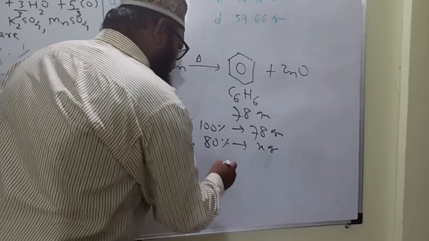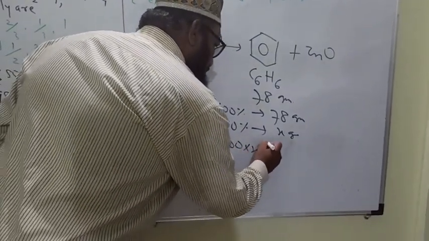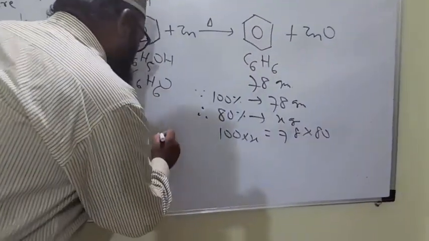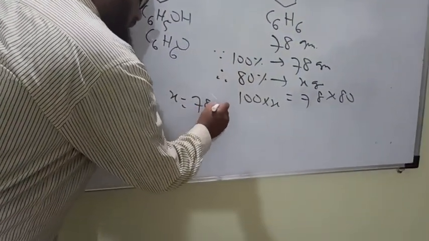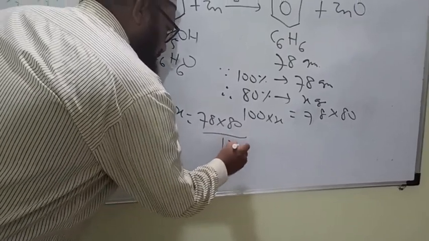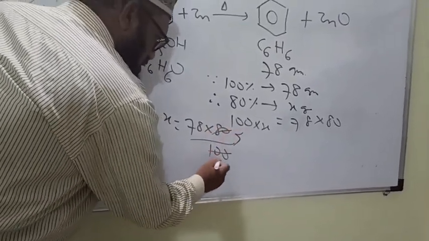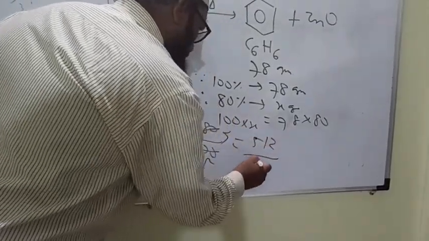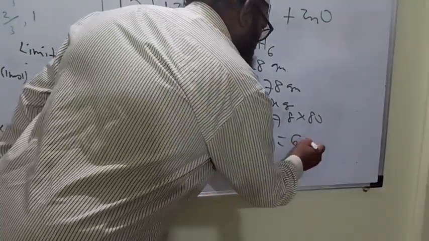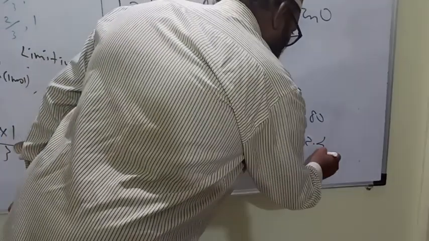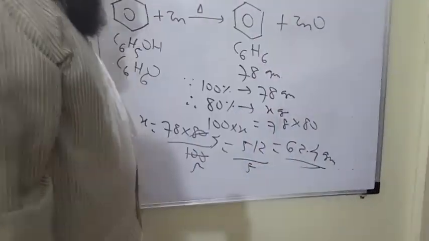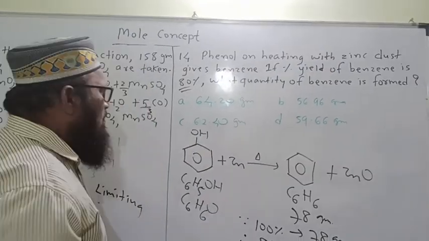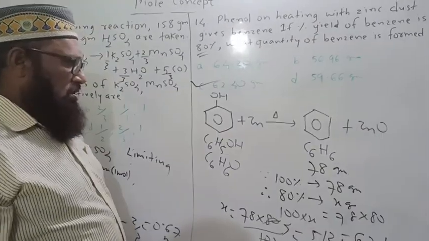Here x grams, we do cross multiplication. 100x is equal to 78 into 80. Here x is equal to 78 into 80 upon 100. This is equal to upon 5. This is equal to 62.4 gram. Now let us see which option is correct. 62.40 gram. C is the correct option. See very carefully.